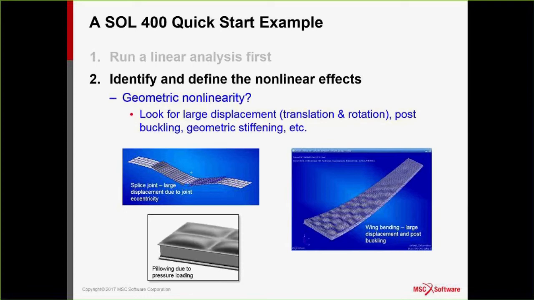Another example would be unstiffened pressure vessels, like in this example. Fuel tanks, pressure vessels, when pressurized, the skin will tend to balloon out or pillow out. It's called pillowing, and that is a typical example of geometric stiffening. So you definitely want to turn on the geometric nonlinear capability to capture the nonlinear behavior here.